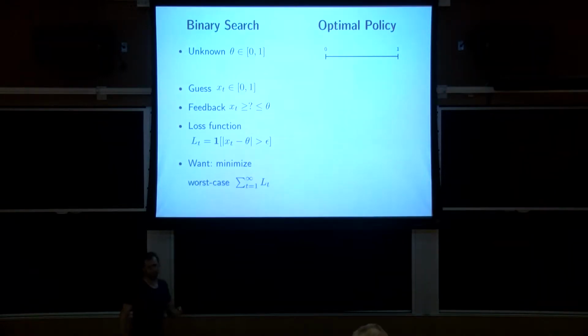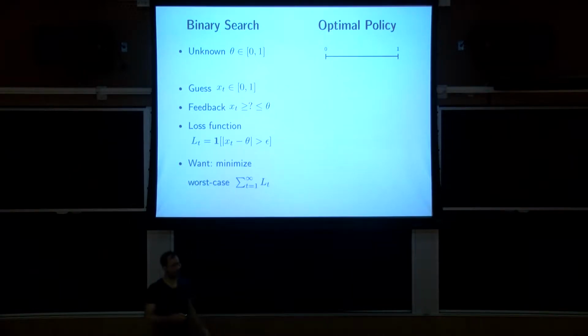multidimensional binary search is, and I'll start with the usual binary search that you already know, but let me just remind you. In binary search, there is an unknown quantity theta that's between 0 and 1, and you want to guess this quantity. So you're allowed to submit multiple guesses, which will be some xt, and then I'll give you feedback saying, is that too large, is that too low? So my feedback is xt is larger than theta or smaller than theta. And I want to count your mistakes.